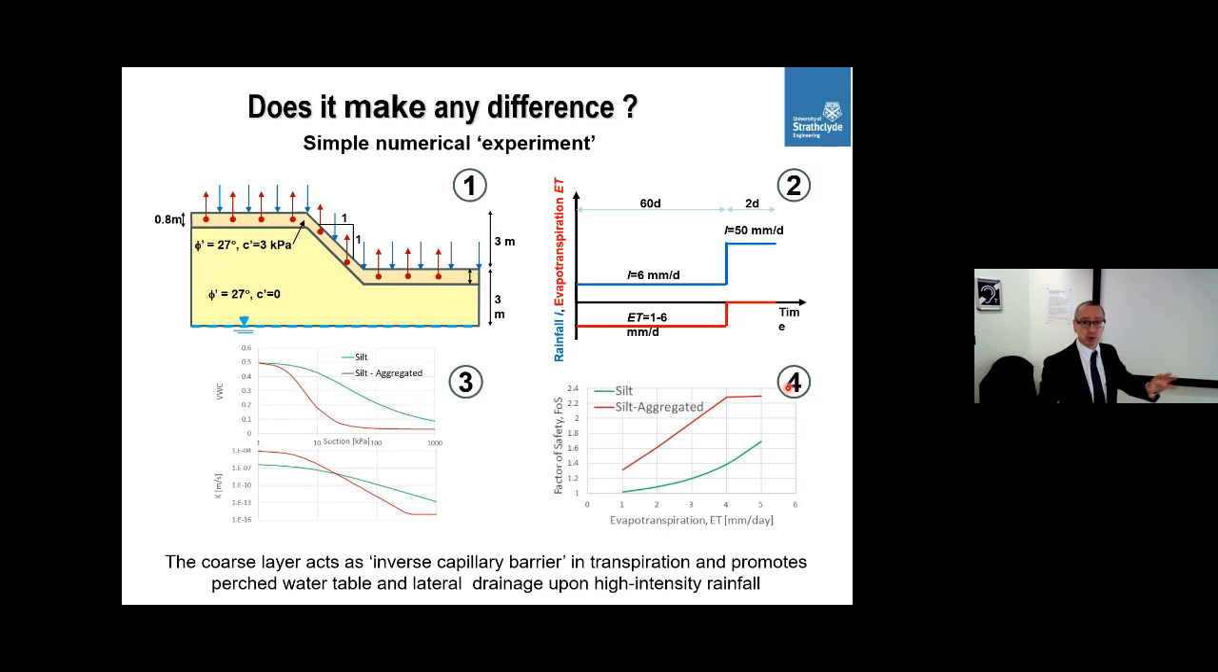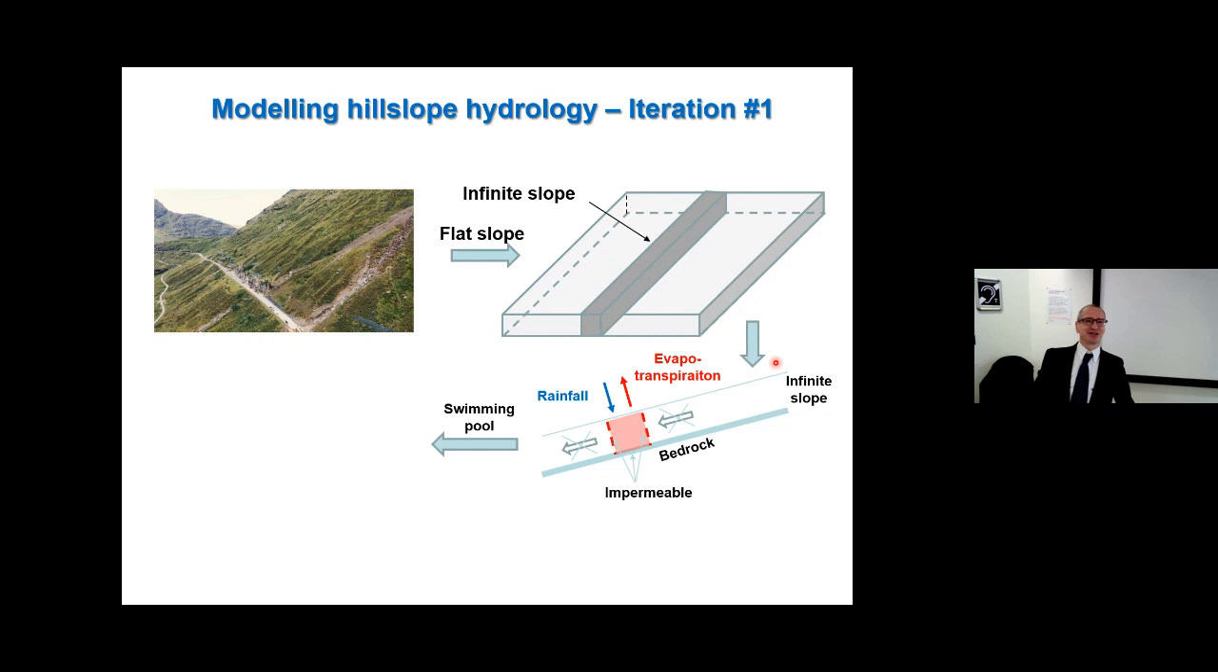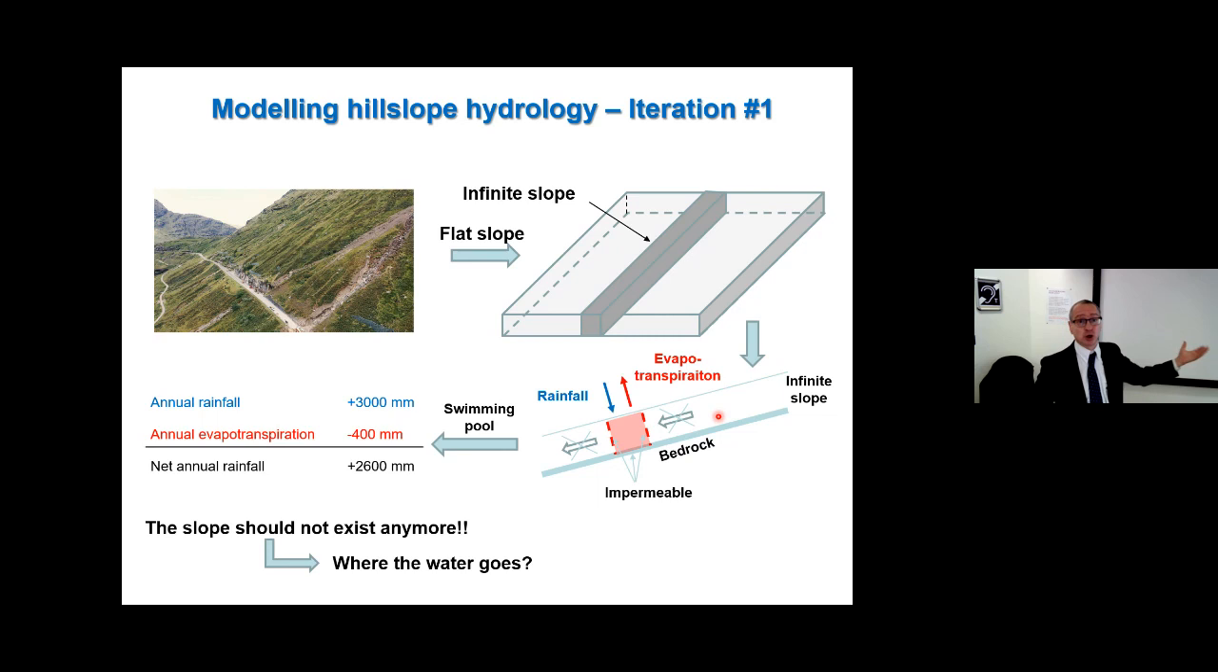It's not an ideal case here. So that's Rest and Be Thankful. When you look at Rest and Be Thankful, that looks like a very nice infinite slope. You see that it is pretty flat. So we went there because that's an infinite slope, very simple. If you have an infinite slope, from a hydraulic point of view, you have a swimming pool because there is impermeable bedrock. There is no lateral flow because the slope is infinite. What is going in one side is going out the other side.